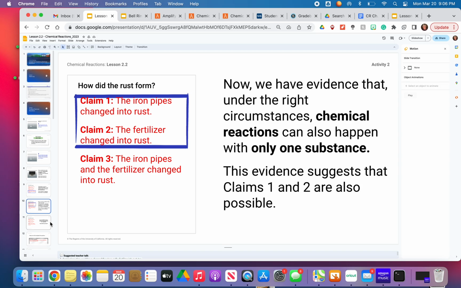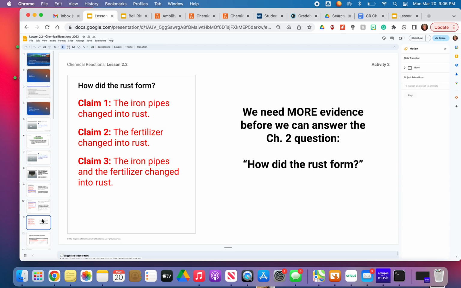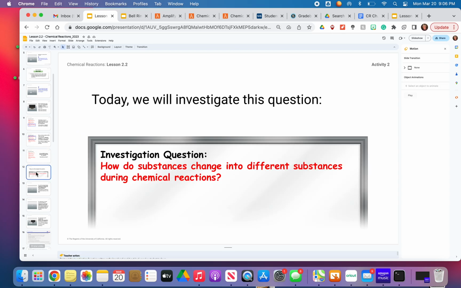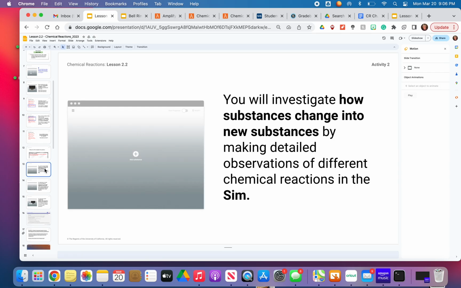What this is telling us is we need more evidence before we can answer the chapter 2 question, how did the rust form? We're going to be investigating the question, how do substances change into different substances during chemical reactions?